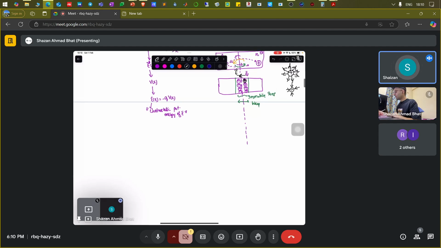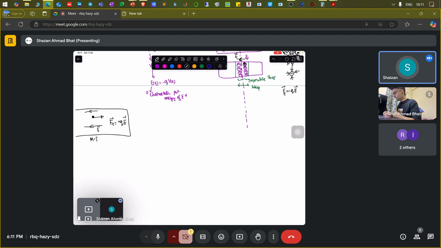As a result of this electric field being set up, you know that force is equal to minus q times electric field. The force on the electron in the presence of an electric field is going to be equal to minus q times E, just from your basic physics. Let's say the electric field is in this direction, the electron is going to move in this direction, and the force applied on this electron will be minus q times the electric field.